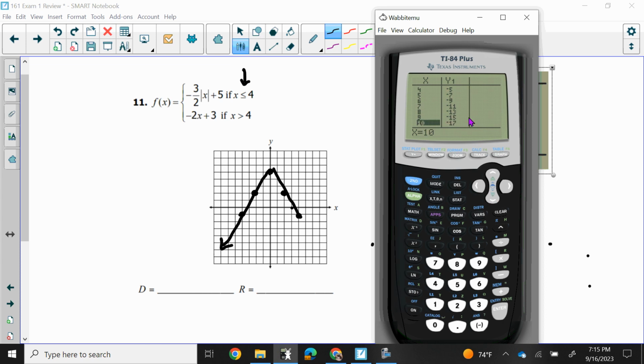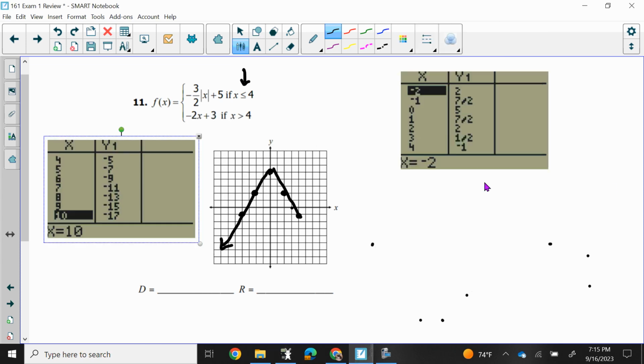Let me show you what I do with it. So here's the table that I'm going to use just to get the basics. At 4, it would normally be -5. So this is -1, 2, 3, 4, 5. So I have an open circle right here, right? And then at 5, it's -7. So it goes down over 1. So it's going to go like this.